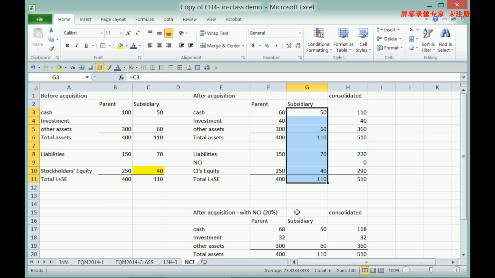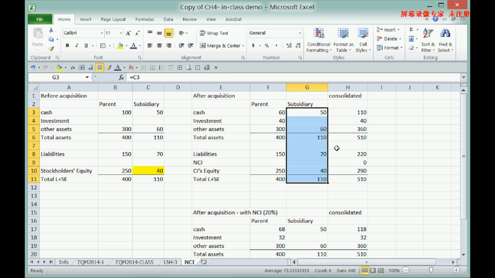Now you will ask, the parent paid $40 to the subsidiary. Why didn't the subsidiary's cash increase? Remember, the cash is not paid to the subsidiary per se. It is paid to the subsidiary's stockholders so that they give up their shares to the parent. That's the idea.